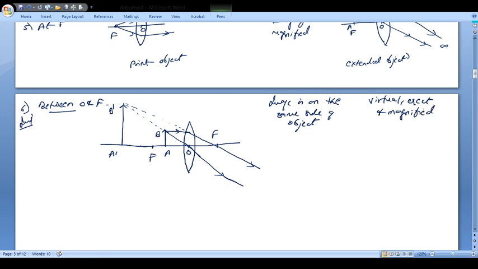So this is the case where you will find that the image is virtual, erect, magnified and it is on the same side of the object. Otherwise in all other cases you found that it is on the other side of the object, right? And now you can say it is in the front of the lens, okay? In all the cases it was formed behind the lens. Here you can say it is in front of lens also, in front of lens. So this will give you a clear picture where exactly your image is.